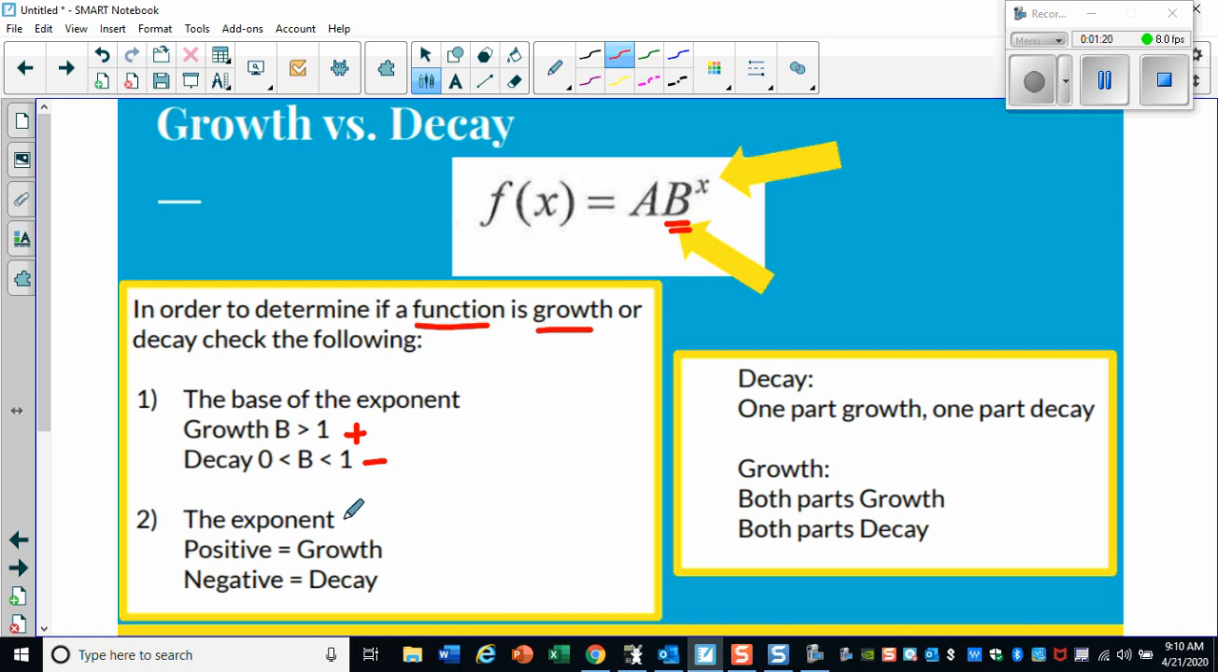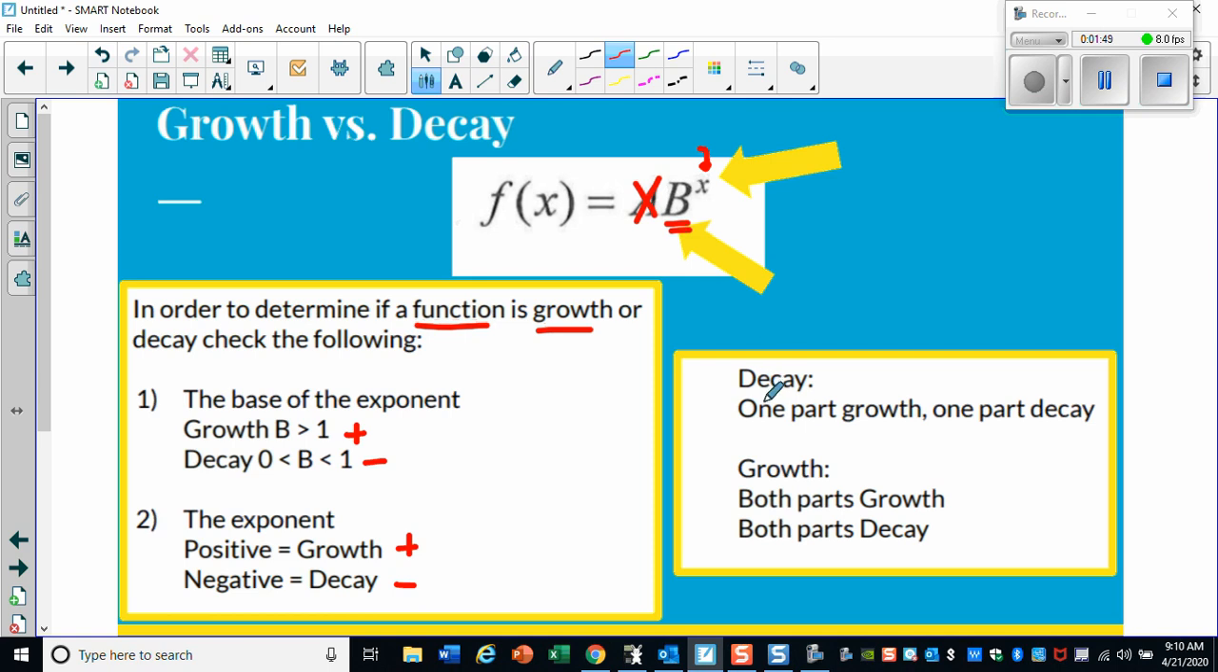Then the next thing I do is check my exponent. If it's a positive exponent with your x, positive specifically just with the x, that is a growth. If it's negative, that is going to be a decay. Notice when I'm using this method, I'm ignoring the number out front, the a value. I don't care if the a is positive, negative, or a fraction. You're just using your b value and your x.